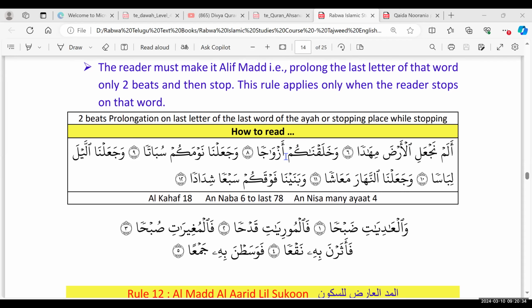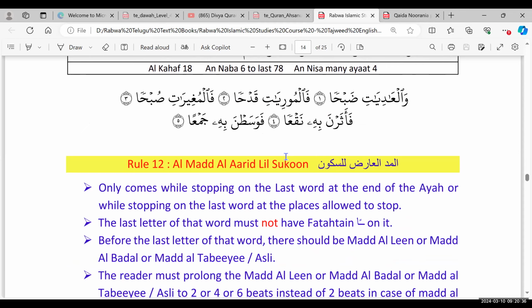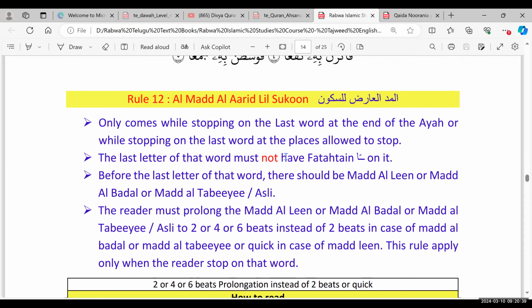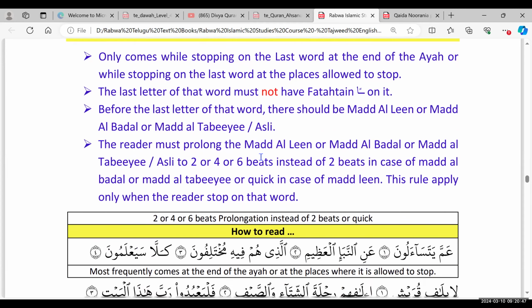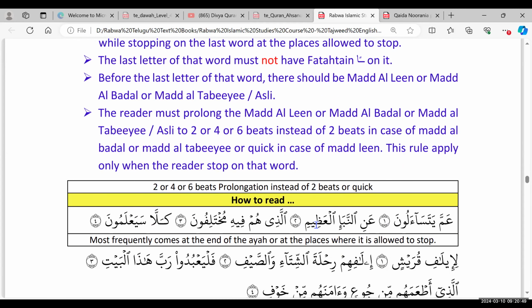I will continue. The next rule is Mad Arid lil Sukoon. Here, the condition is that the last letter must not have fathatain on it. This is the prime condition. Before the last letter, there must be a mad or leen. In case of Mad al-Iwad, there is only one condition, that the last letter must have fathatain. In case of Mad Arid lil Sukoon, there are two conditions, not one. The last letter must not have fathatain, and before the last letter there must be a mad or leen. Then only this rule applies.